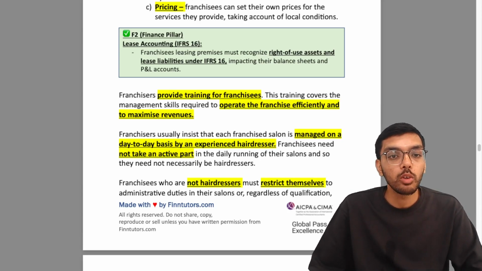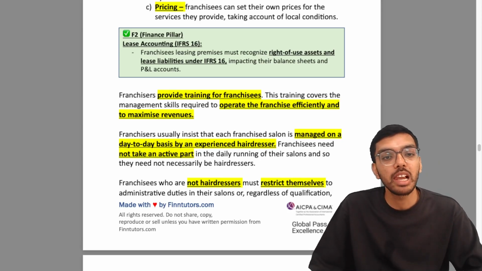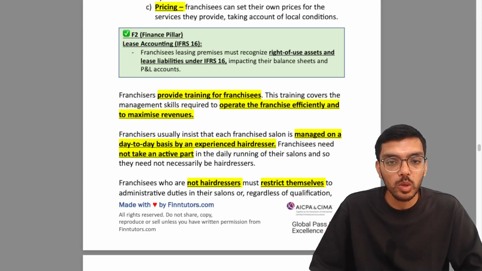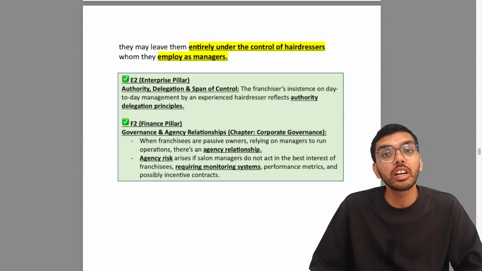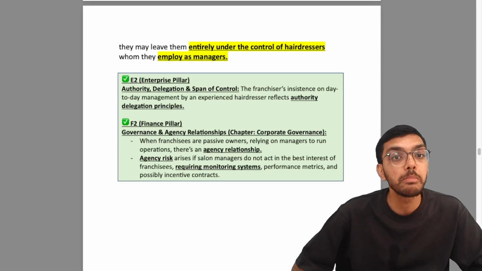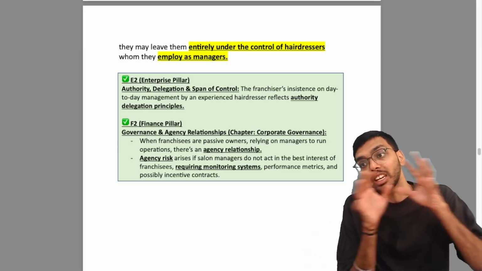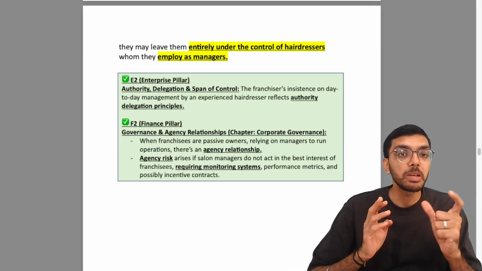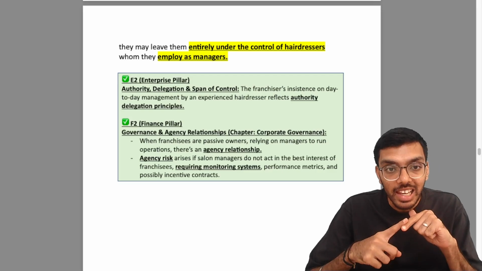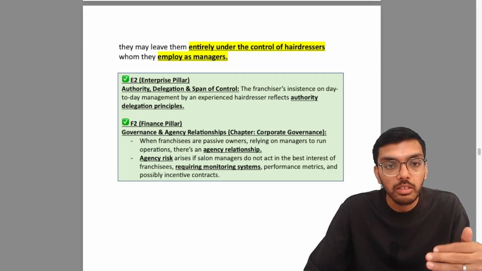Franchisees who are not hairdressers must restrict themselves to admin duties in their salons, or regardless of qualification, they may leave them entirely under the control of hairdressers whom they employ as managers. So there can be a separate manager, or there can be a hairdresser who looks at everything. Again, we are speaking about authority, delegation, and span of control being set here.